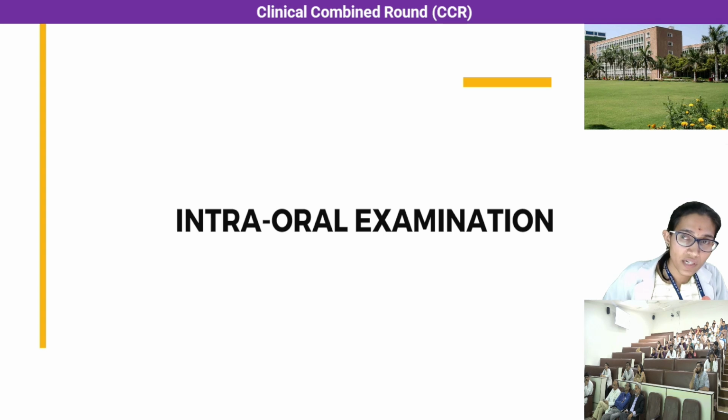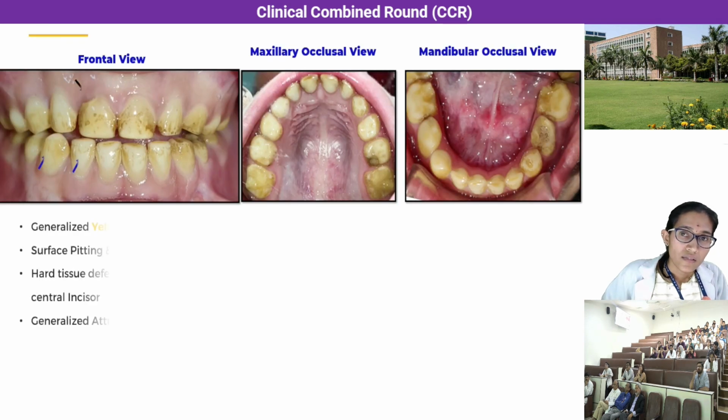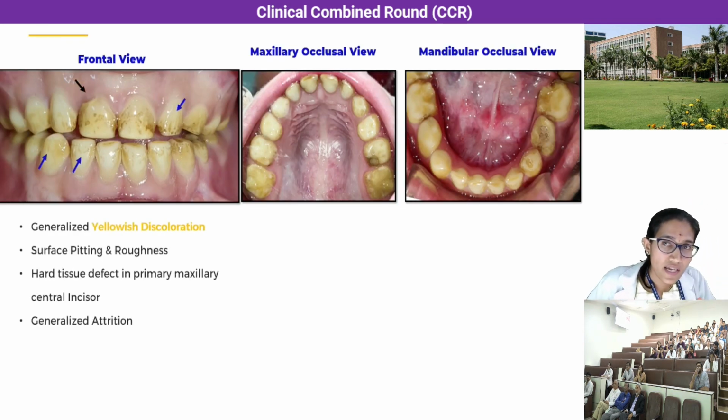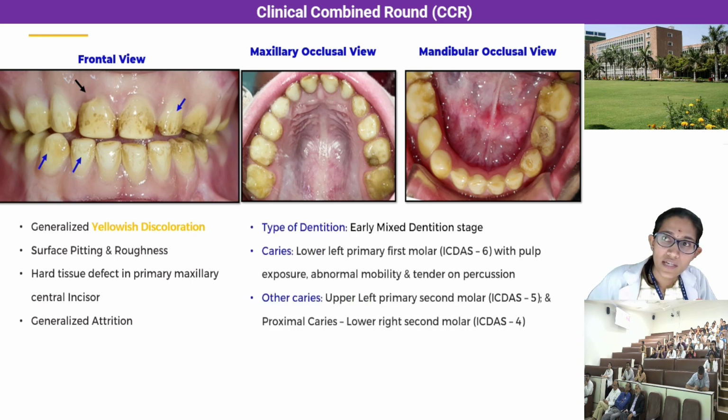Now moving on to the intraoral examination. There was a generalized yellowish discoloration with surface pitting and roughness, and there was a hard tissue defect in the primary maxillary central incisor extending subgingivally, along with generalized attrition. The child was in the early mixed dentition stage with first permanent molars at various stages of eruption.